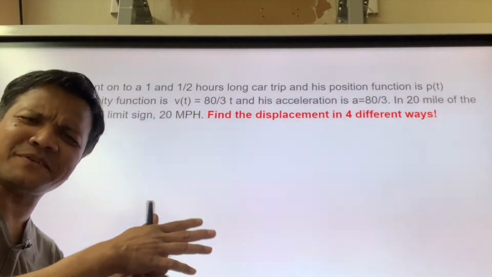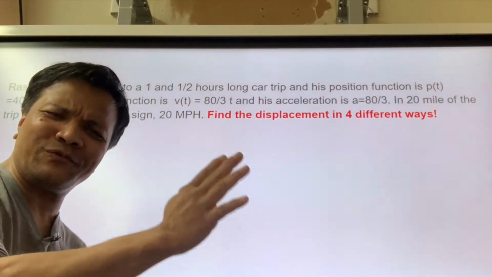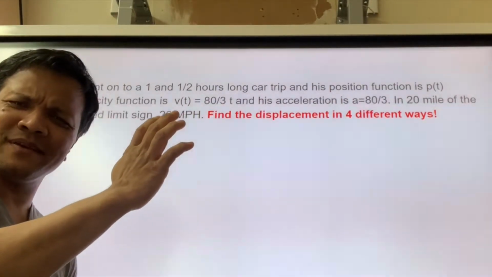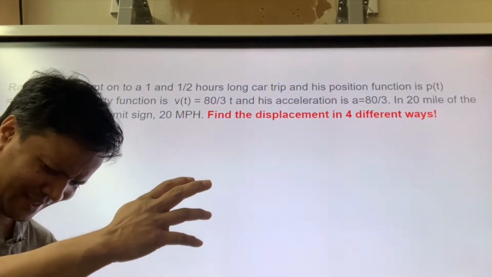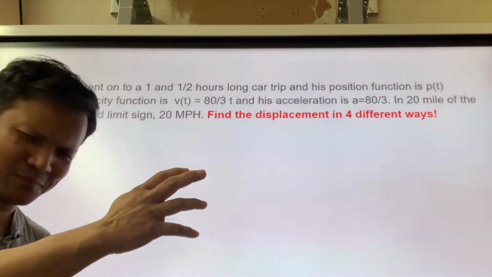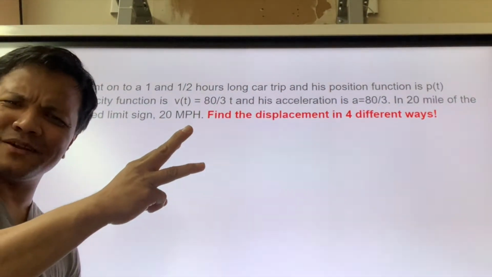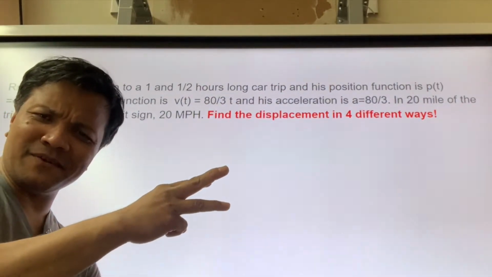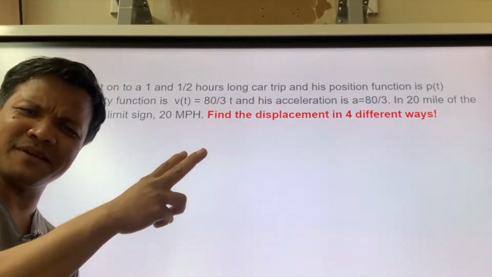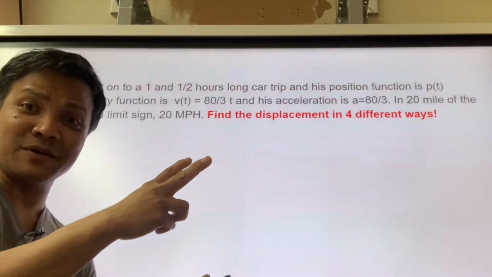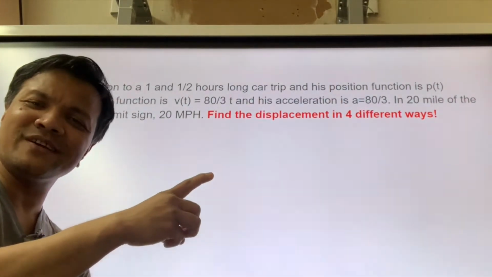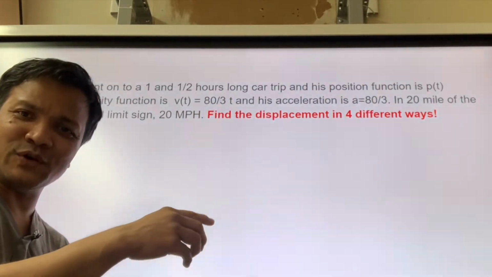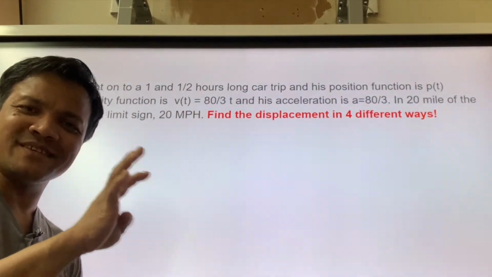Today we're going to find the displacement 4 different ways. If you don't understand by using the position function, then I'll show you by using the area under the curve. If you don't understand area under the curve, then we're going to use d is equal to half a t squared. If you don't understand that one, then we're going to use the average velocity. So, 4 different ways to find displacement.